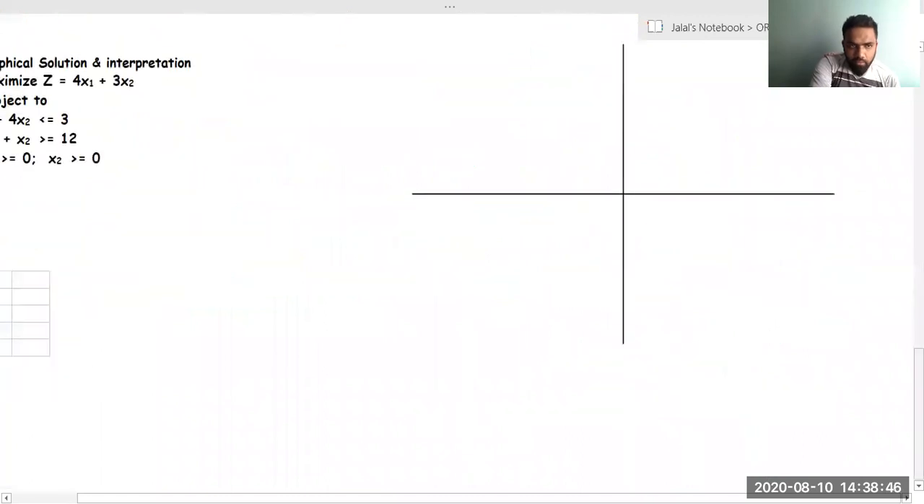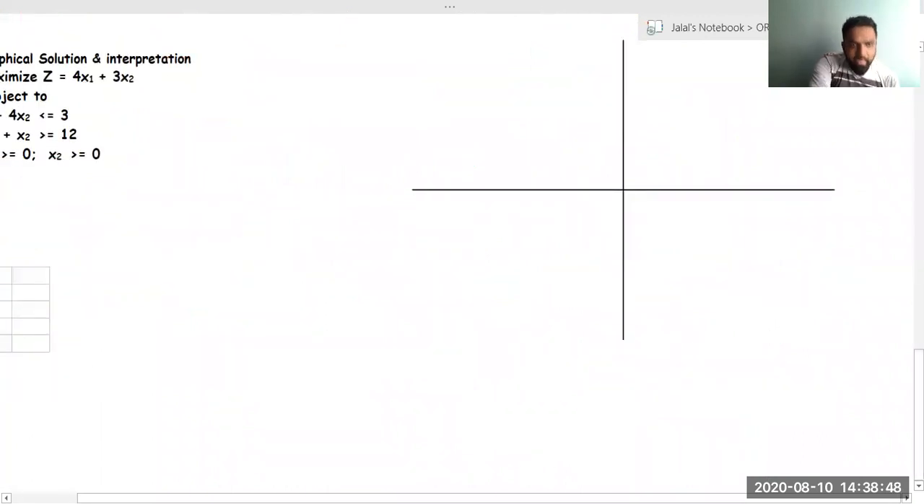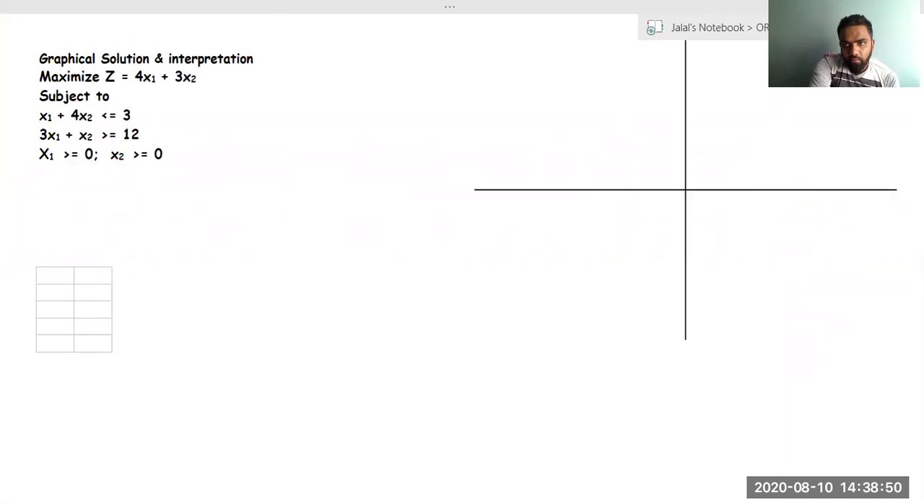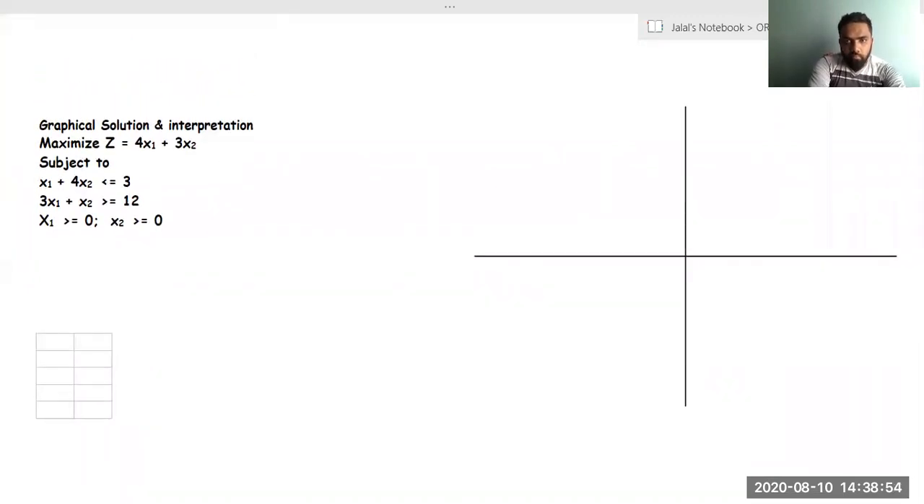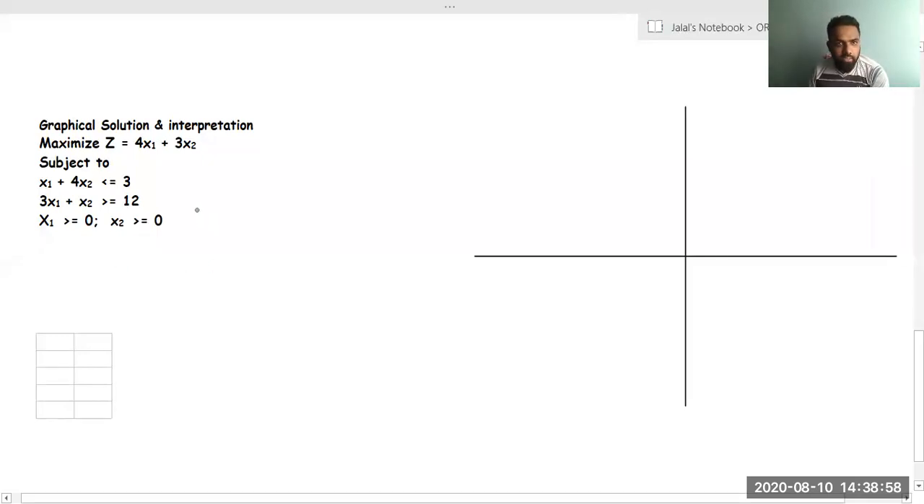Okay, now I'll just do one thing. I'll try to explain this to you via graph. I think we have got 7 minutes. It will be okay to complete this graph. Now just look at this.